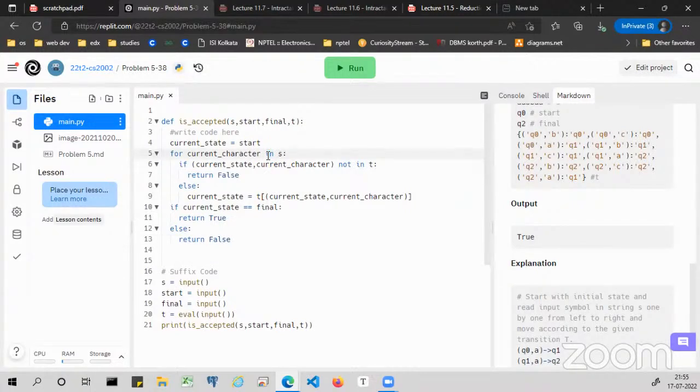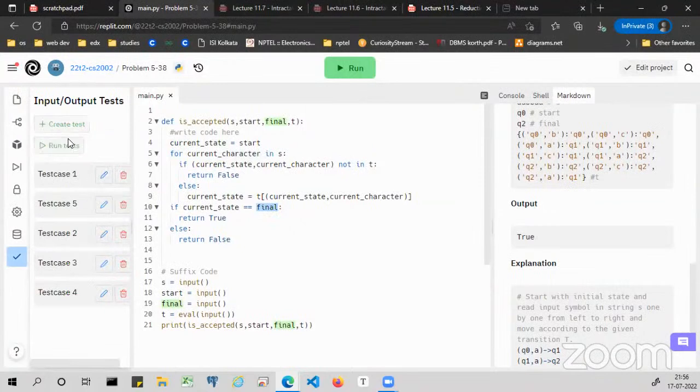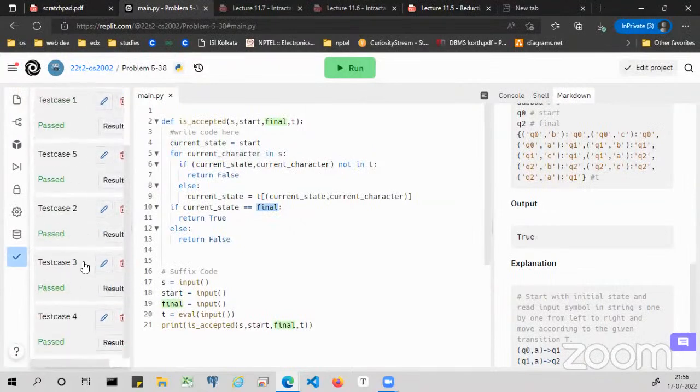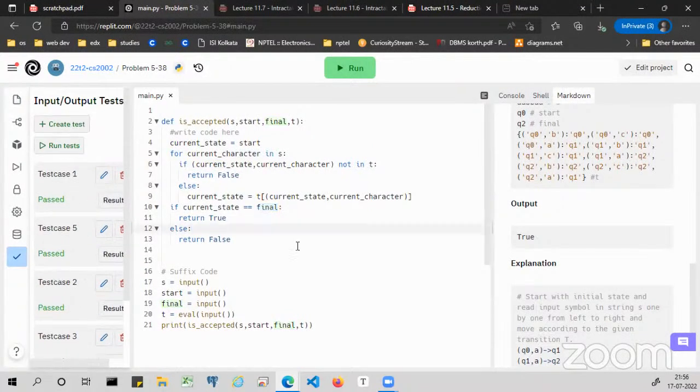Fine. So simply traversing through the configuration and then simply checking which are the states that we reach. And finally, once the loop ends for the string S, we are checking the state that we have currently reached, right? The current state at the end of the string, is that equal to the given final state or not? If it is so, you return true, else you return false. So let's check. Fine. So just a simple traversing code.